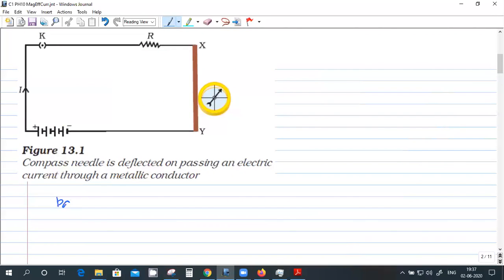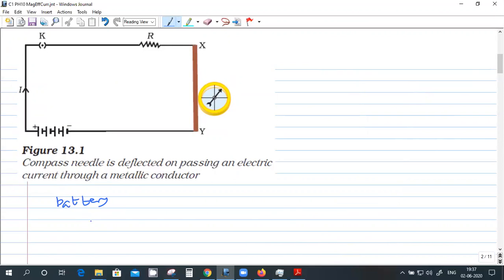This is a battery. What is the difference between battery and cell? A battery is basically a collection of cells, many cells put together. Why do you put many cells together? Basically, to increase the flow of current.